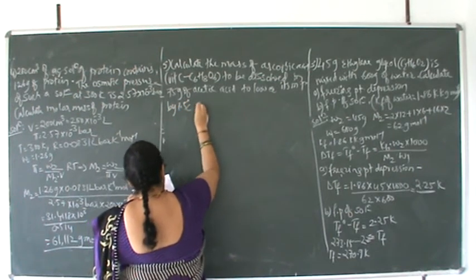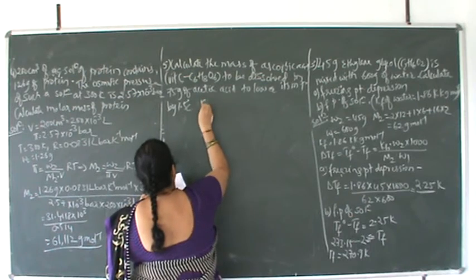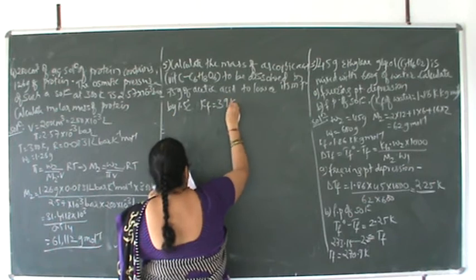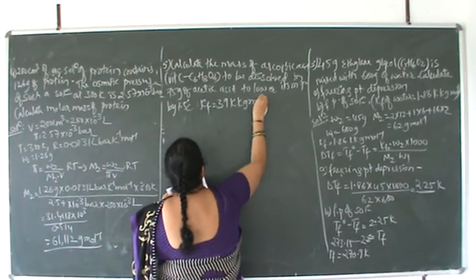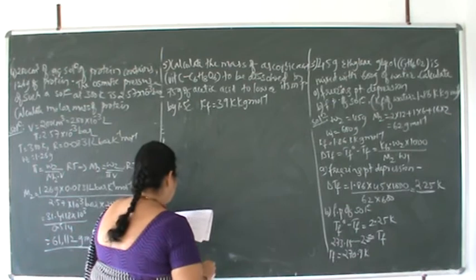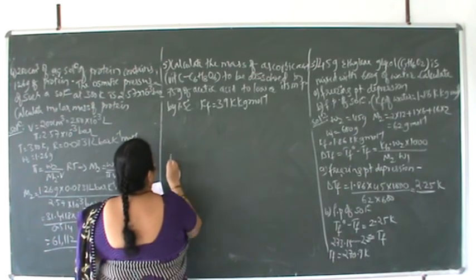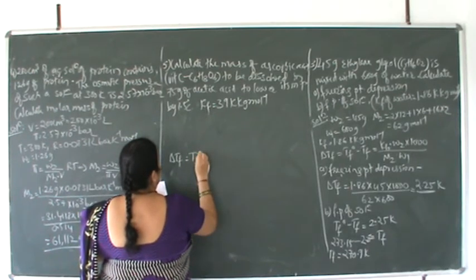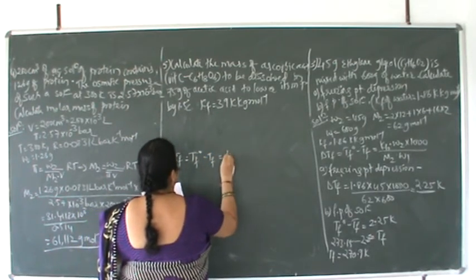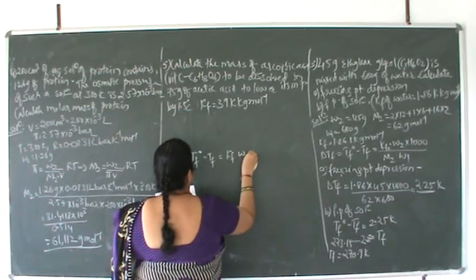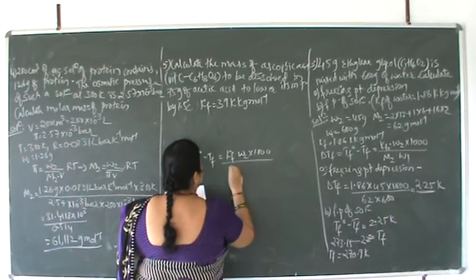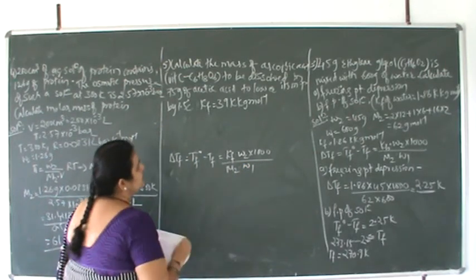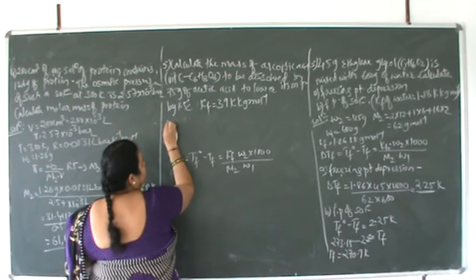1.5 degrees. Kf is equal to, it is a problem related to depression in freezing point, Kelvin kg per mole. Okay. Now here we are writing the formula. Delta Tf is equal to Tf naught minus Tf is equal to Kf into W2 into 1000 divided by M2 into W1. So take the quantities. We are calculating W2 here.